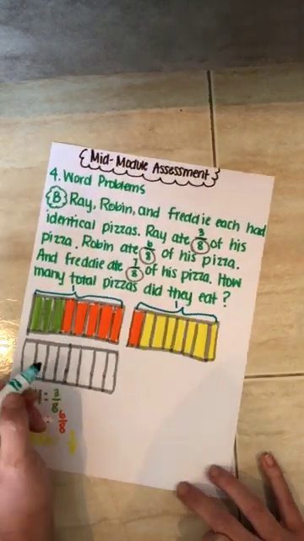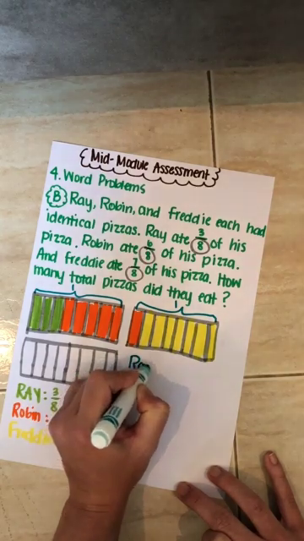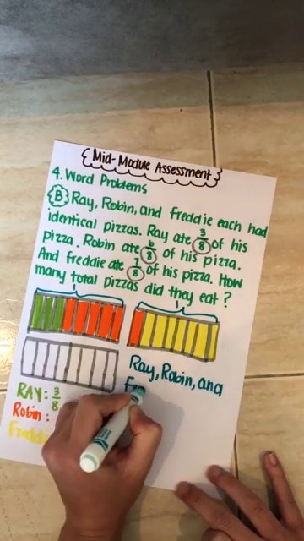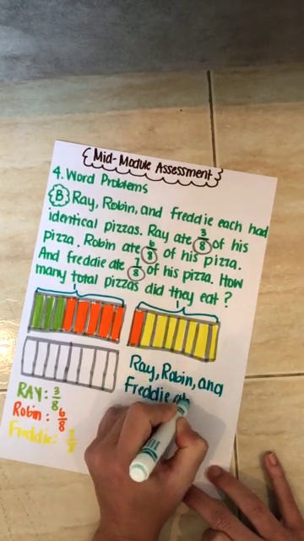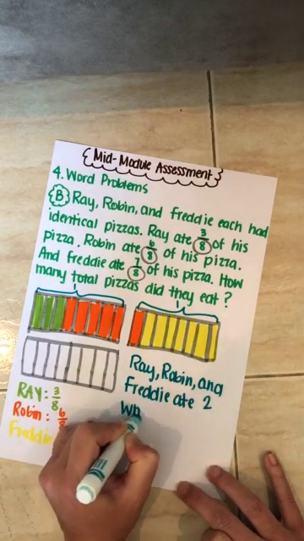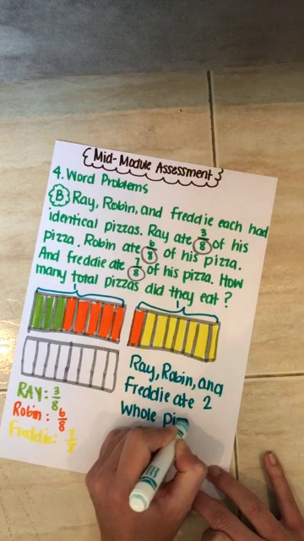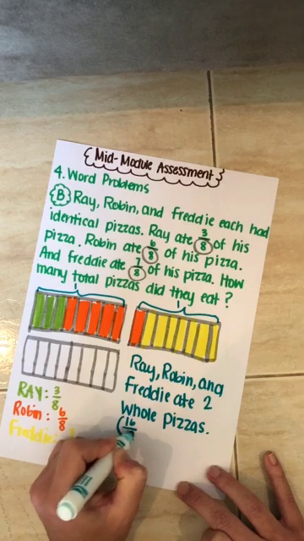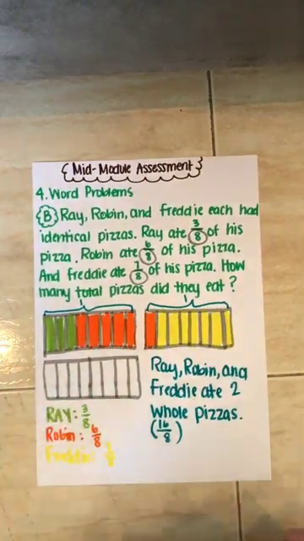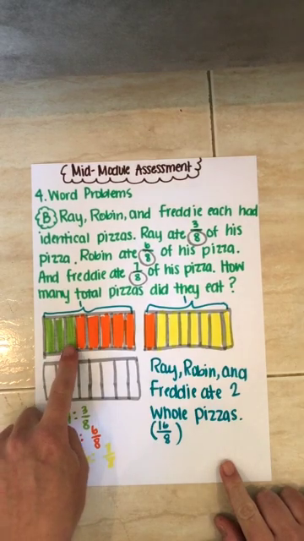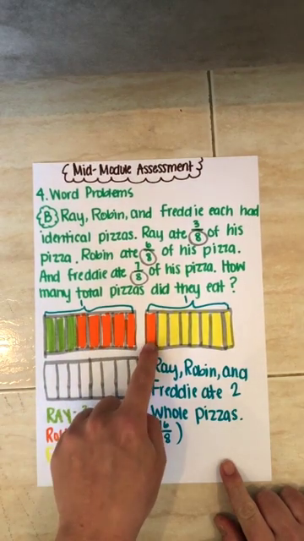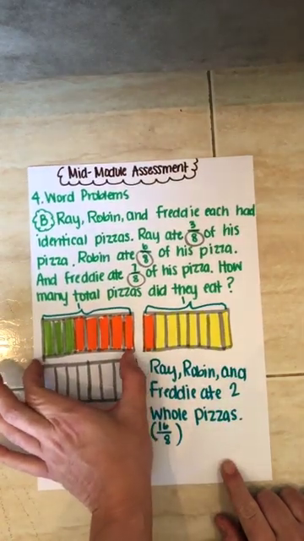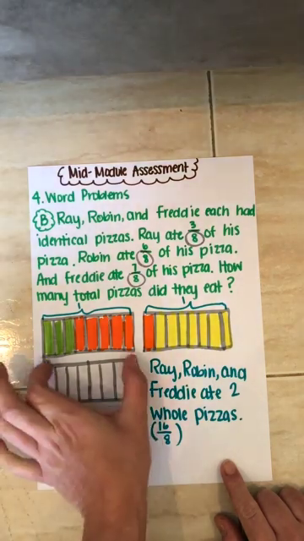So I'm gonna write this as a sentence. Ray, Robin, and Freddie ate 2 whole pizzas. You could have also said that they ate 16/8 of a pizza, because if we count up how many pieces we have shaded, we have 1, 2, 3, 4, 5, 6, 7, 8, 9, 10, 11, 12, 13, 14, 15, 16. Out of each whole, there are 8 pieces. So we have 16 shaded, 8 pieces in each whole.